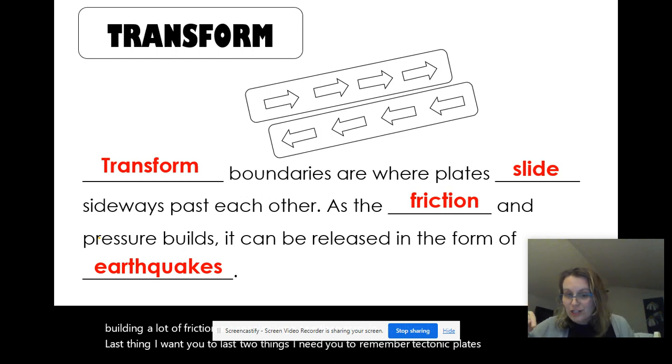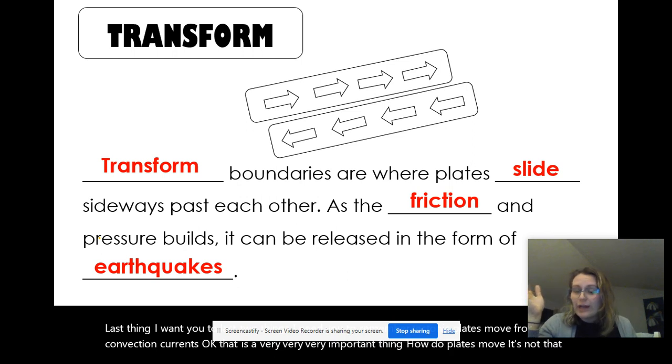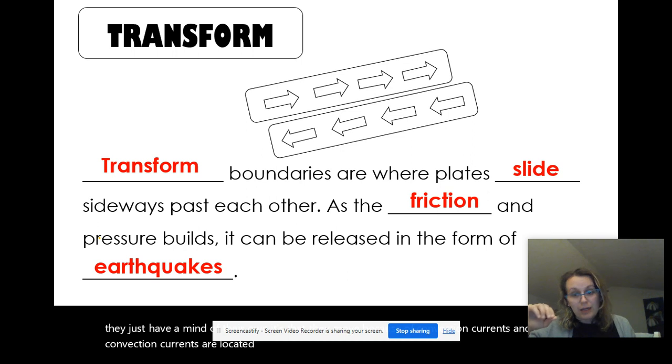Okay. Last two things I need you to remember. Tectonic plates move from convection currents, okay? That is a very, very important thing. How do plates move? It's not that they just have a mind of their own. It's that they move because of convection currents. And those convection currents are located where? In the mantle, all right?